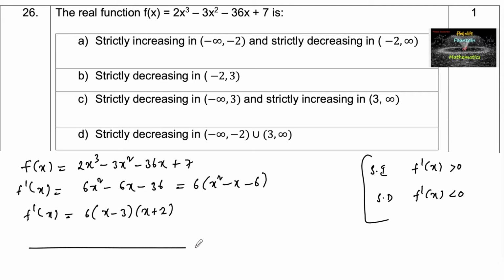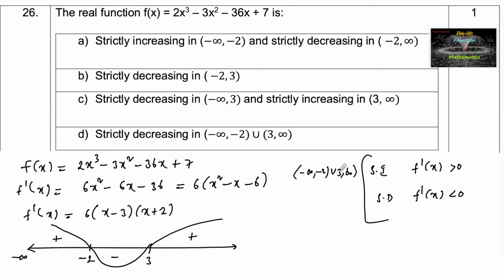So the real line is divided by these two points, minus 2 and 3, into 3 regions. Above 3 it is positive, by using the wavy curve method. From minus 2 to 3 it is negative, and again from minus infinity to minus 2 it is positive. Hence we can say that the curve is strictly increasing in the intervals minus infinity to minus 2 and 3 to infinity, and decreasing in the interval minus 2 to 3.